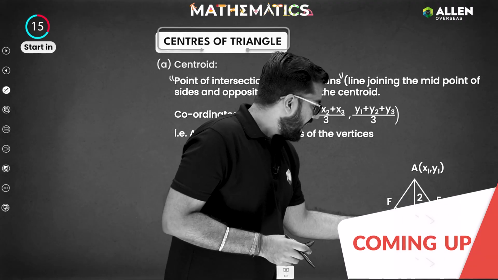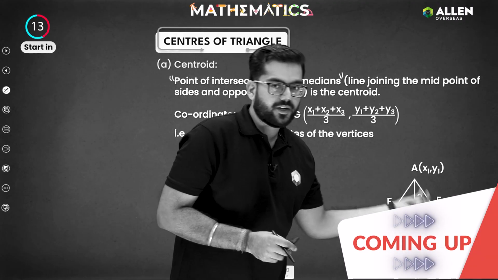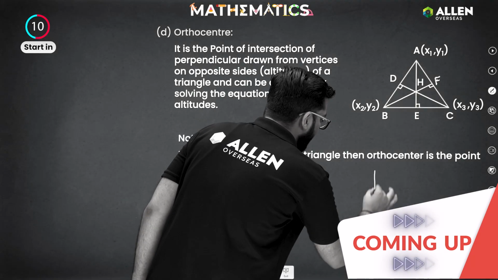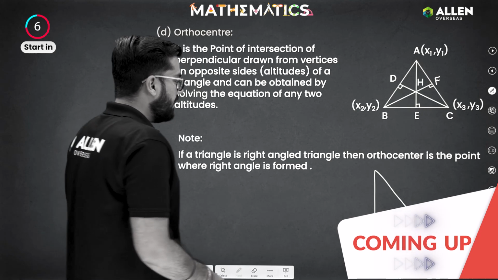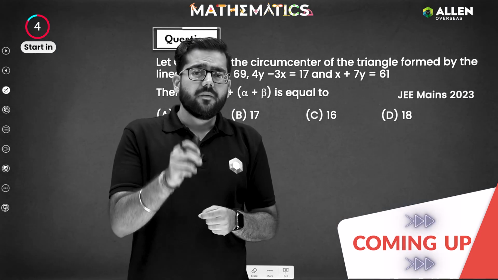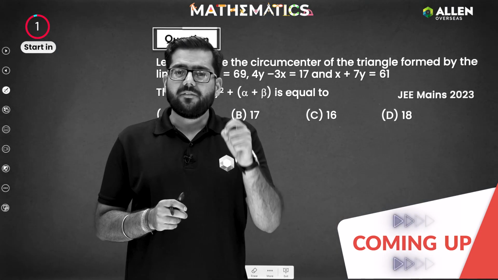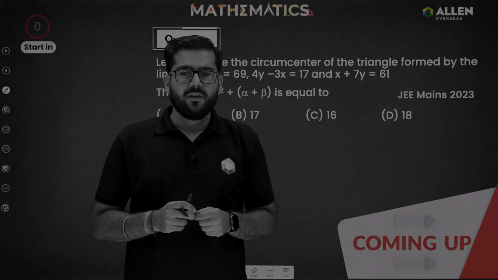Each median has the ratio 2:1 with respect to the centroid. We have a right angle triangle, let's say, kind of like in this way. Now in this right angle triangle, first read carefully. There definitely you have a logic.